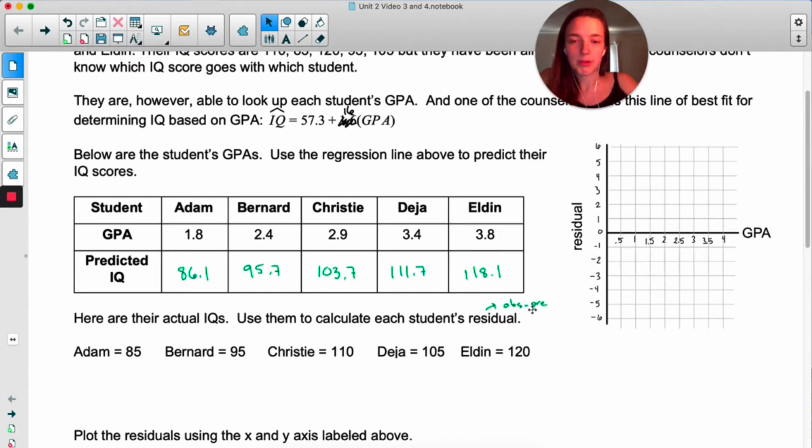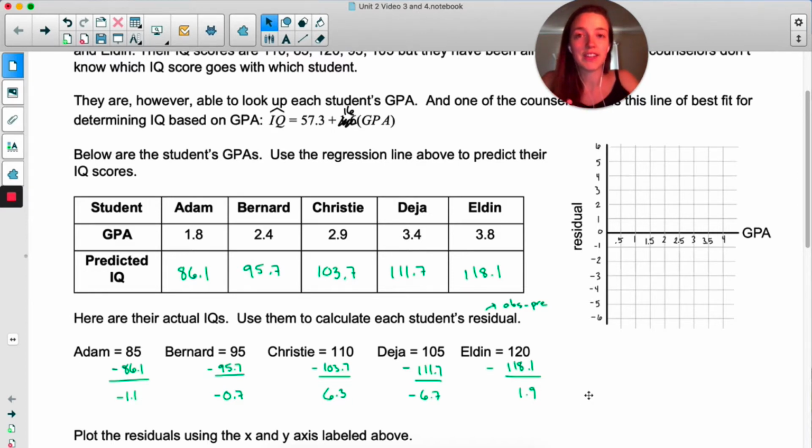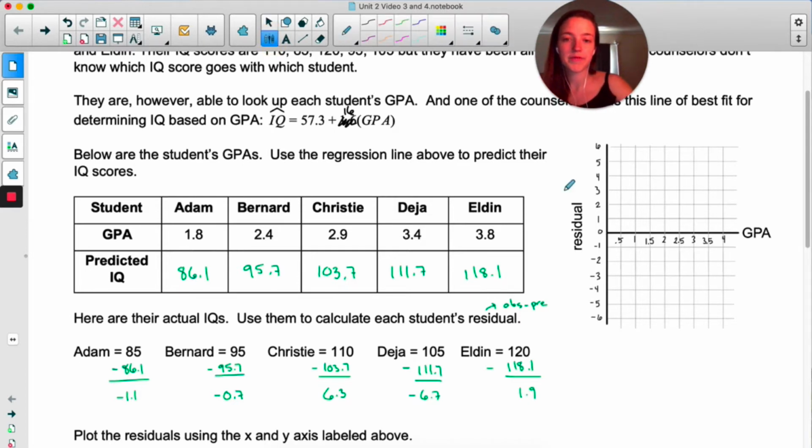Okay, so we have the predicted IQs, we have the residuals. 3 of them are negative, 2 are positive. Remember, positive or negative does make a difference with residuals because it tells you if the line over or under predicted. Now for the plot, I haven't done this part yet, so we'll start with Adam. He had a 1.8 GPA, which is around here. His residual was negative 1.1. Bernard's GPA is 2.4, and his residual is negative 0.7.